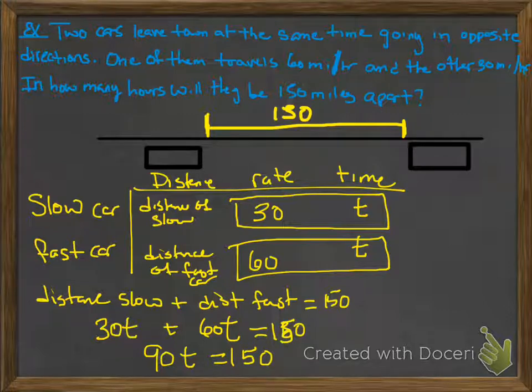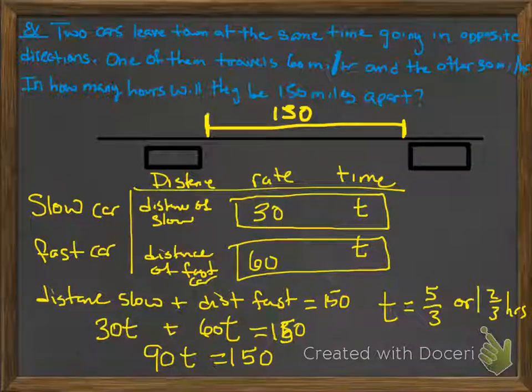It's a 5, not an 8. And if I divide, I get t is equal to 5/3, or that is really 1 2/3 hours. So after an hour and 2/3 of an hour, they will be 150 miles apart.